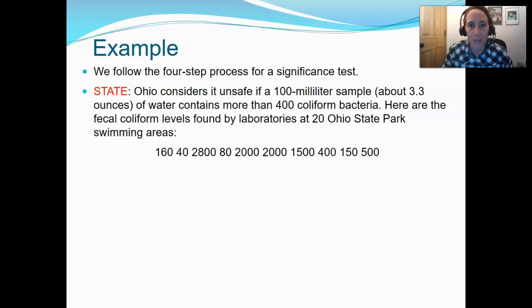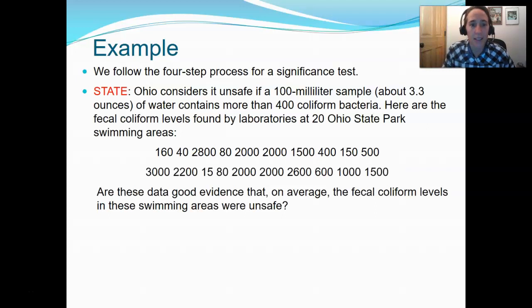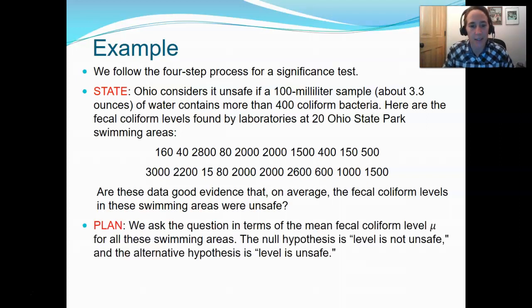So once again, I want you to pause a moment and calculate the mean and see if you can find the standard deviation of the sample with this. Is this good evidence that on average the fecal coliform levels in these swimming areas are unsafe? So this is a significance test that we're going to do, but instead of z's, we're using t's. So the null hypothesis is the level is not unsafe, and the alternative is the level is unsafe. That's kind of confusing the way that they're saying that, but think about what your null is and what your alternative is. And we're going to go and check it out.